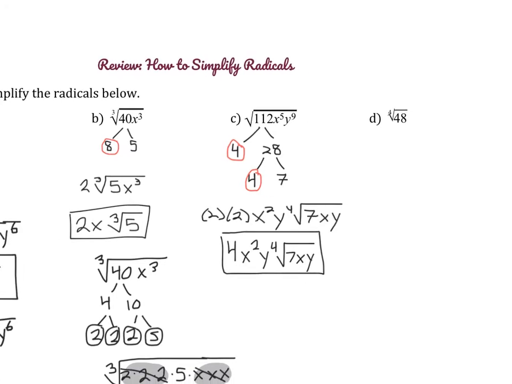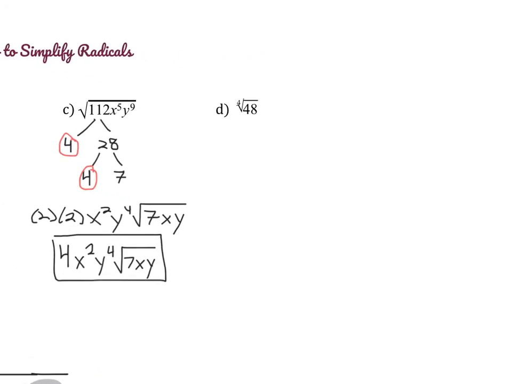All right, let's look at this last one. Here we have a 4th root. Maybe you don't know off the top of your head perfect 4ths. So here we can actually just do a factor tree. We'll factor it all the way, or as much as we can. You can divide it by whatever you want. So 2 times 24 could be a starting place.